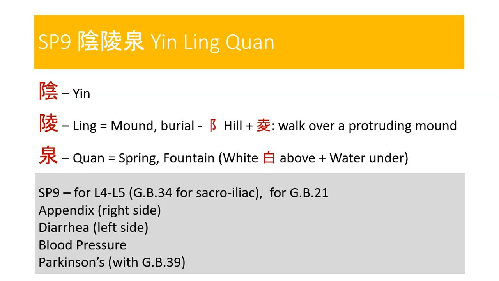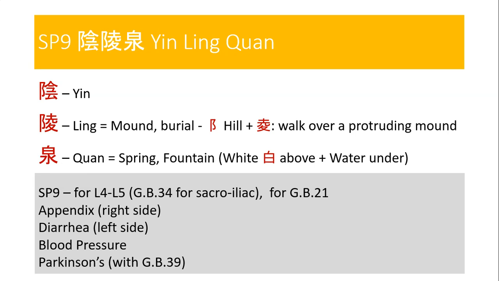However, L4, L5 problems can often involve a torque at the sacro-iliac ligaments, in which case you want to use gallbladder 34 as well. Notice that gallbladder 34 and spleen 9 share a name. They're both Ling Chuan. They're both mounds and springs. One is the yin and one is the yang.